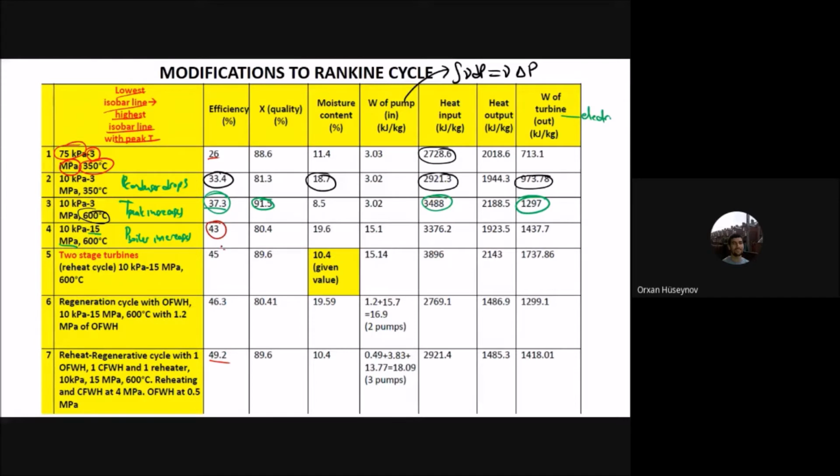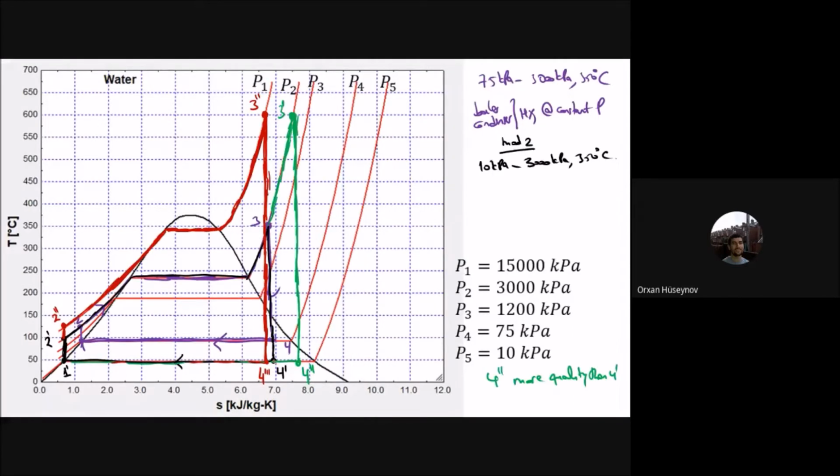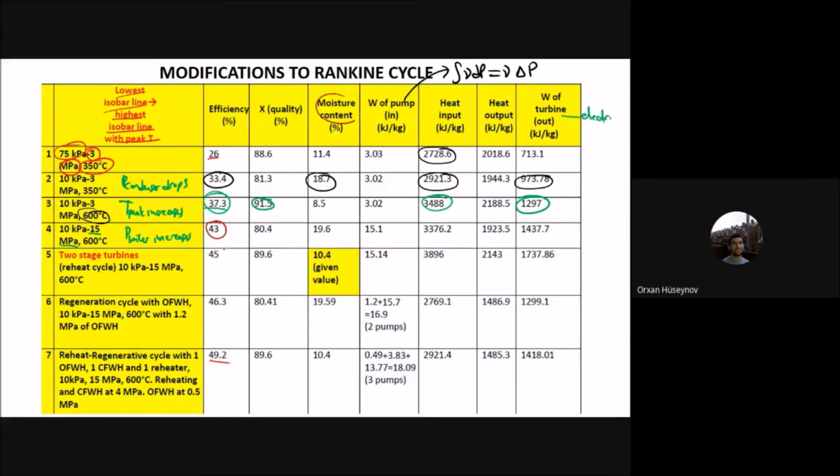Quality also dropped, because at the beginning you were around here, but now you've gone to the left part. And moving to the left means that you have increased the moisture content. This one means that it is liquid, and this is not good for the turbine. It is dangerous. So therefore, we have to be very careful about this one. But you can see that the moisture content has increased.